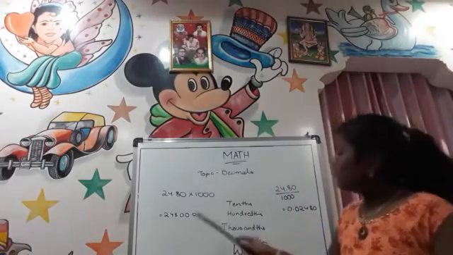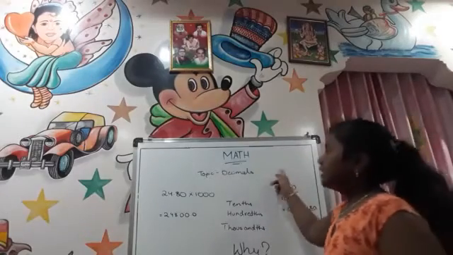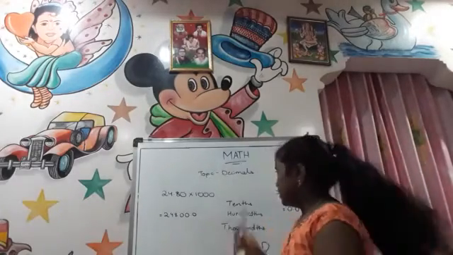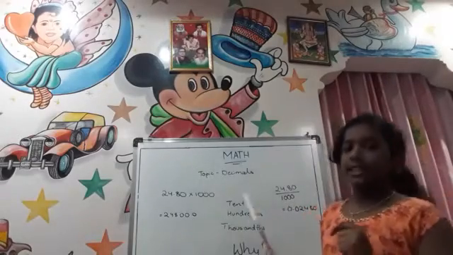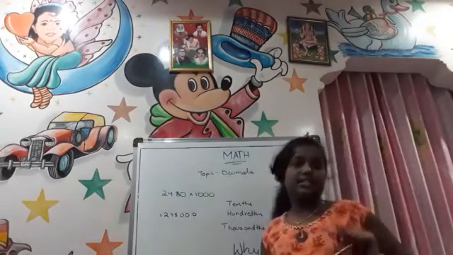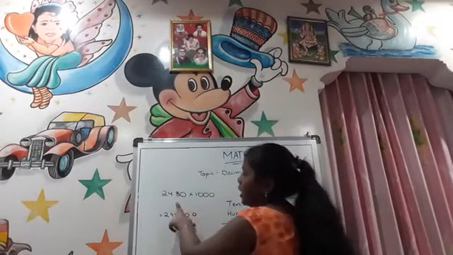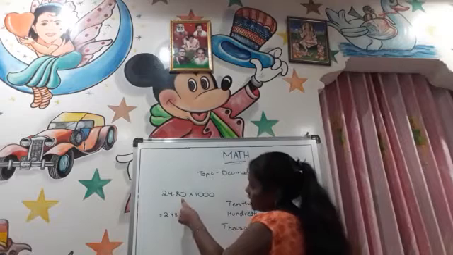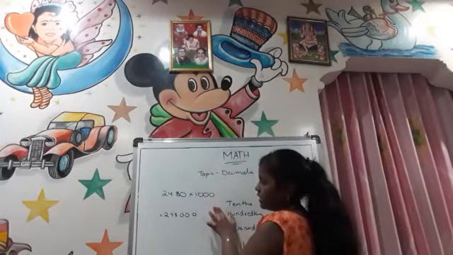And now how will we multiply this? We should not just multiply in the normal multiplication method. We have a simple, easy method for this. This is a super math technique. Now I have 24.80 into 1000. How will you do into 1000 here?